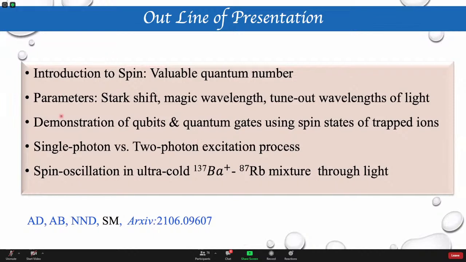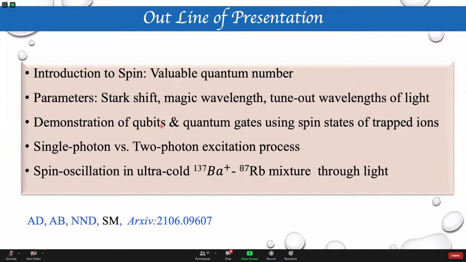Then I'll discuss some of the parameters which have been used for quantum technology when you are trapping or cooling these atoms or ions. Those are like a star-shaped, which many of you know. Then there is some nomenclature like magic wavelength and tune-out wavelengths, corresponding to the light which has been used. Then I'll briefly demonstrate how trapped ions are used in quantum technology at the elementary level, basically to form qubits and quantum gates.